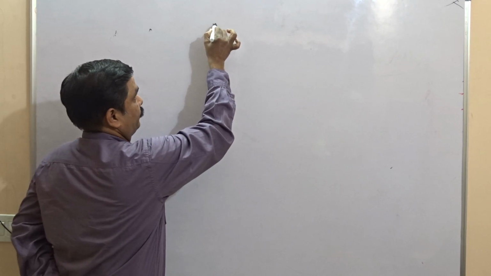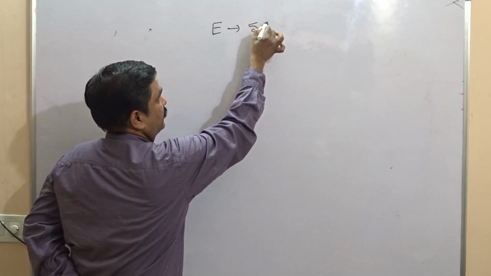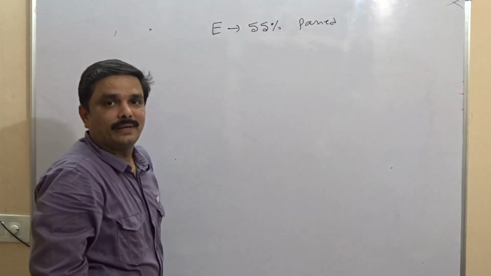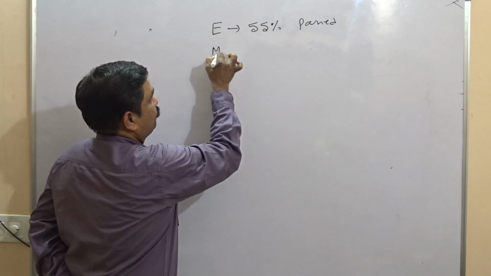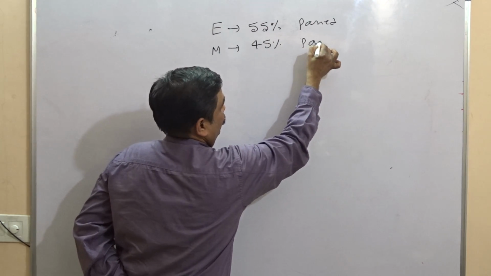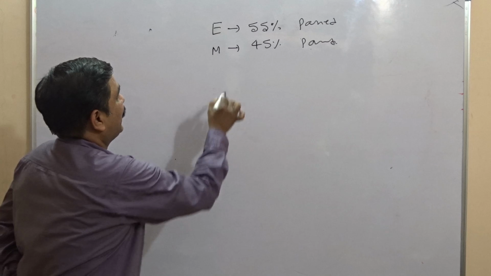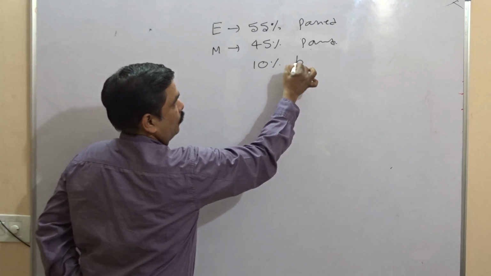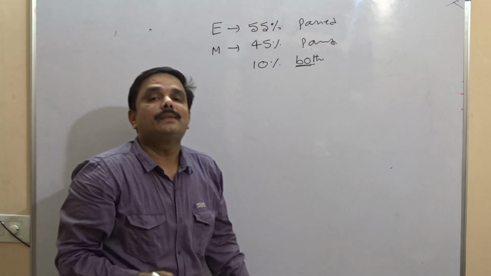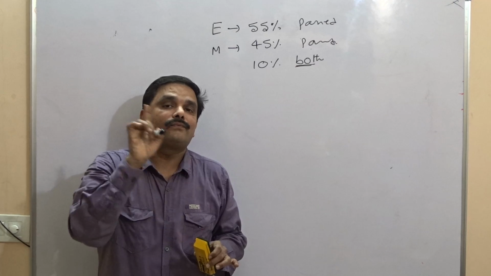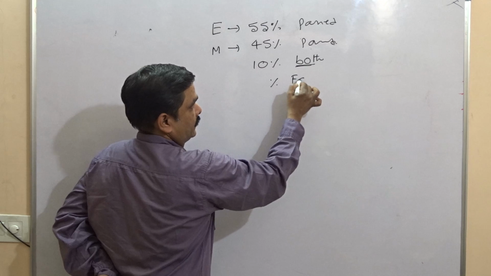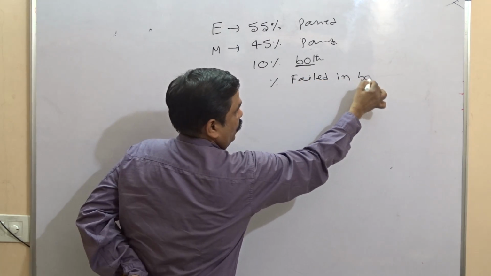Now, in English, 55% of the students passed in English, and 45% of the students passed in, let us take maths, and 10% of the students passed in both. Now, what is the percent of the students who failed in both the subjects?